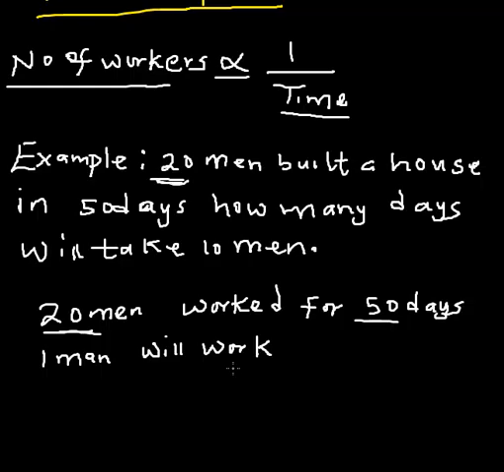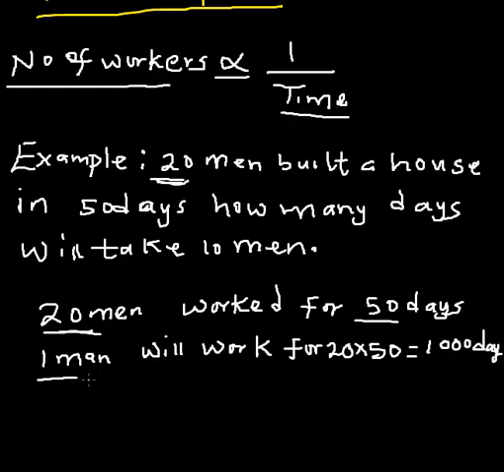So please take note. Remember, if it is going to be less, you divide. If it is something that will be more, you multiply. Since I know that a man will work for more, a man will definitely work for 20 times 50. So a man will work for 1,000 days. A man worked for 1,000 days.